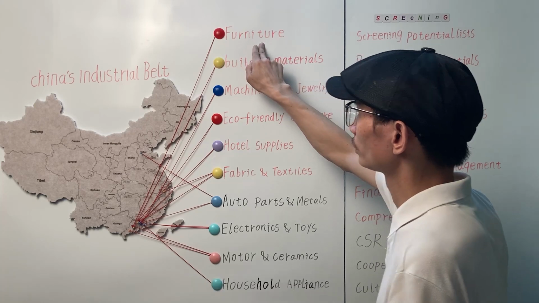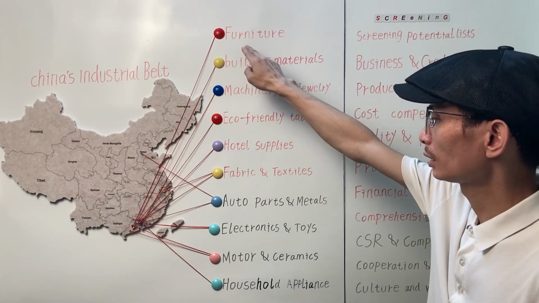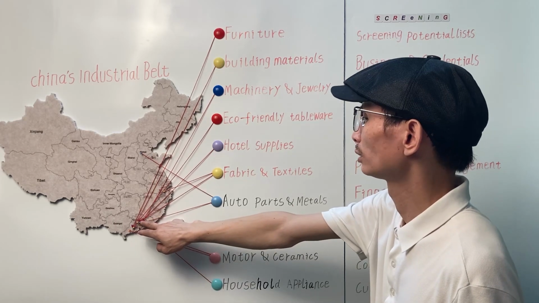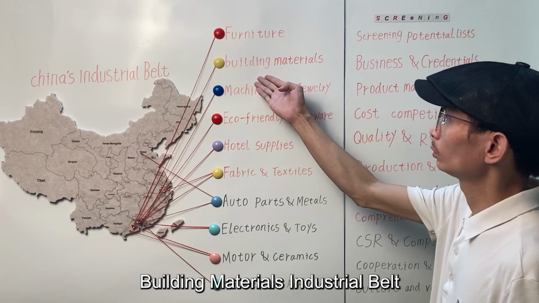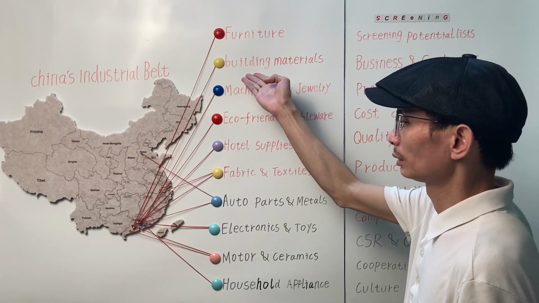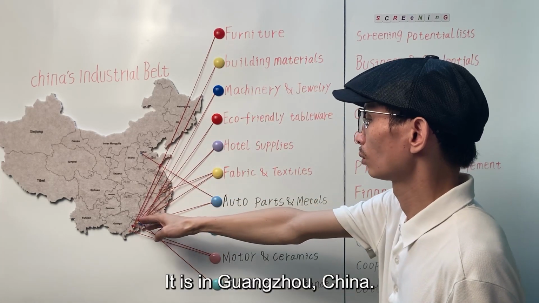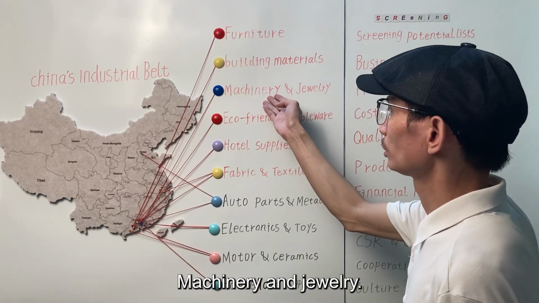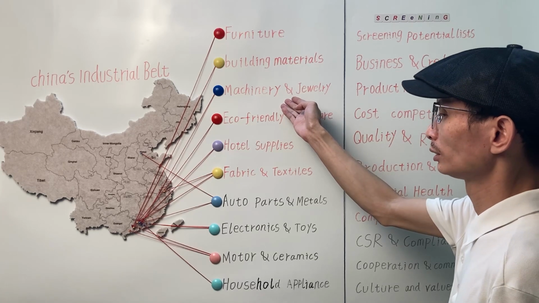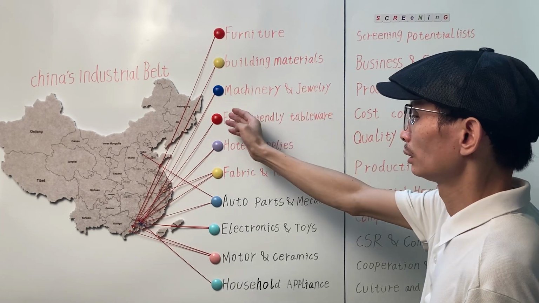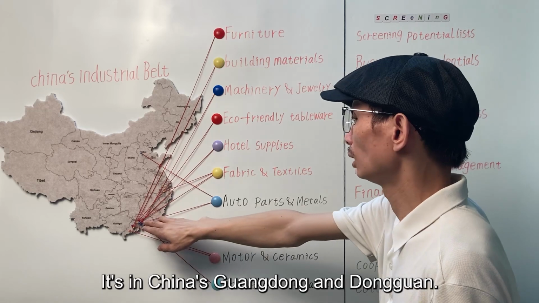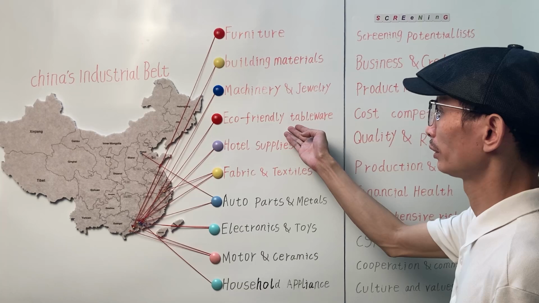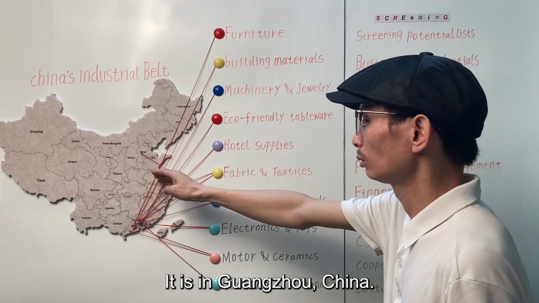Furniture industry belt. It's in Foshan, Guangdong, China. Building materials industrial belt. It is in Guangzhou, China. Machinery and jewelry. It's in China's Guangdong and Dongguan. Hotel supplies. It is in Guangzhou, China.